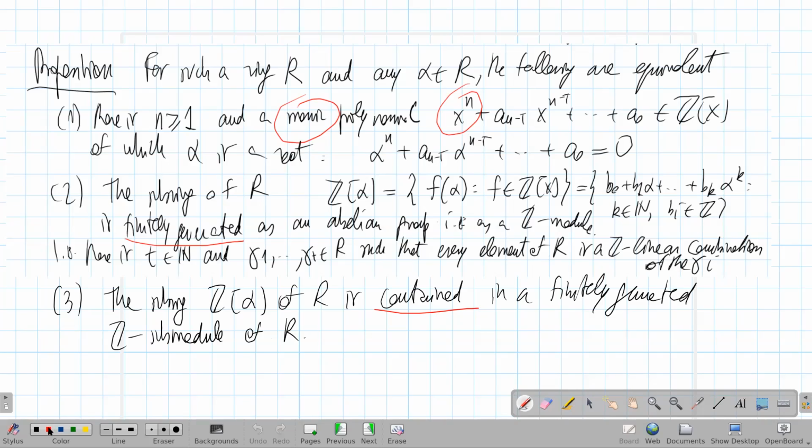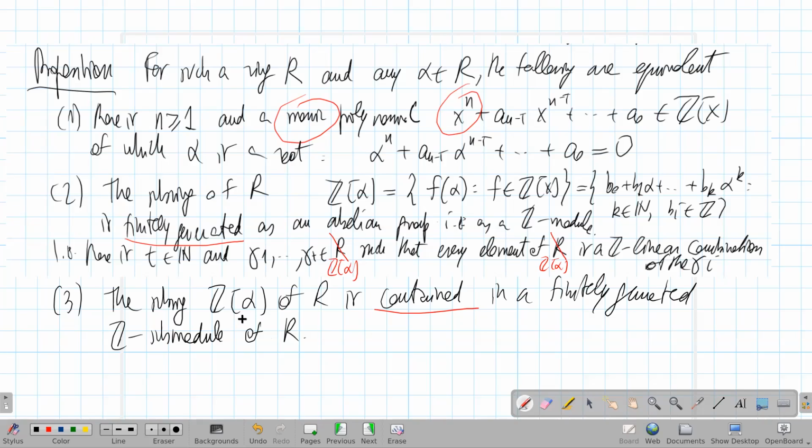So I caught a mistake here. That's Z alpha. So this Z alpha is finitely generated as a Z module. There are a finite number of elements of Z alpha, such that every element of Z alpha is a Z linear combination of these gamma i. Okay, sorry. I'll repeat this at the beginning of the next lecture so that we note the correction.